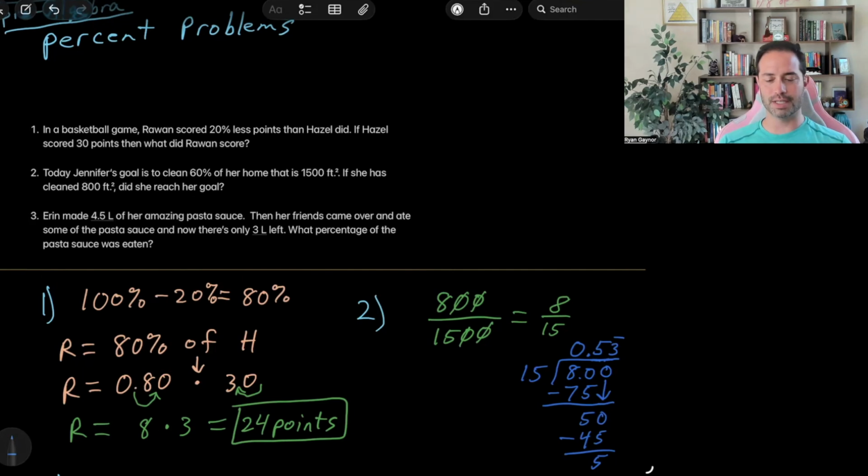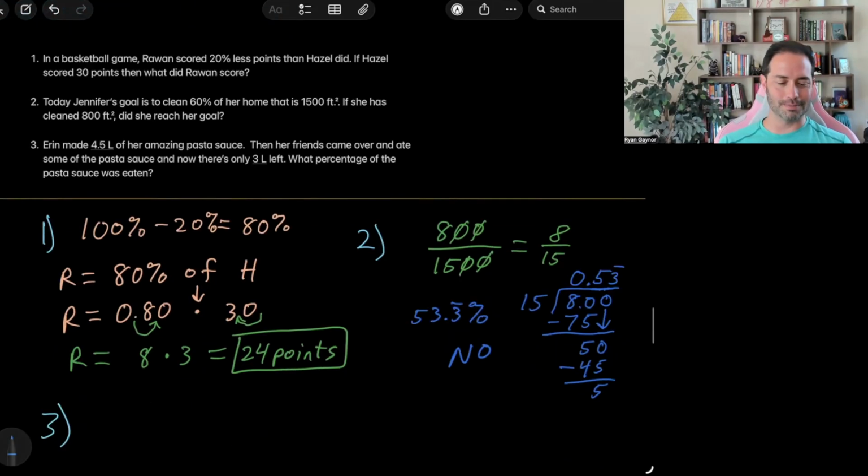Change that to a percentage, right? Decimal to percent, we multiply by 100, so we go 2 places to the right. And so that's going to be 53.3 repeating percent. Now they asked you, did she clean 60%, right? Did she reach her goal? You can clearly now see that she did not. So the answer is no. All right, let's check out the next problem.